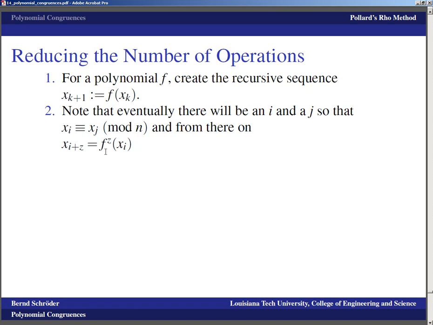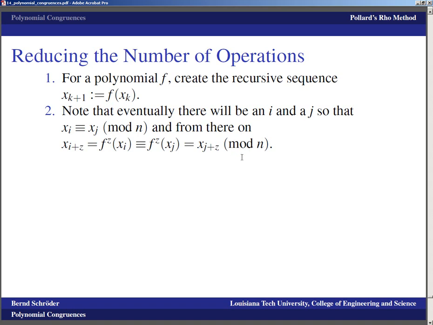Tied my tongue up there a little bit, so this is not an algebraic power. This is repeated application of the polynomial. That will be equivalent to f^z of xj, because after all, when we have inputs that are equivalent modulo n and we stick those into a polynomial, then the outputs will also be equivalent modulo n.